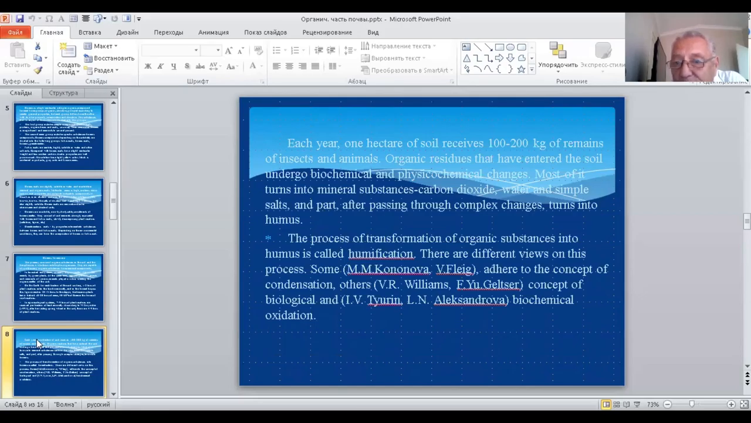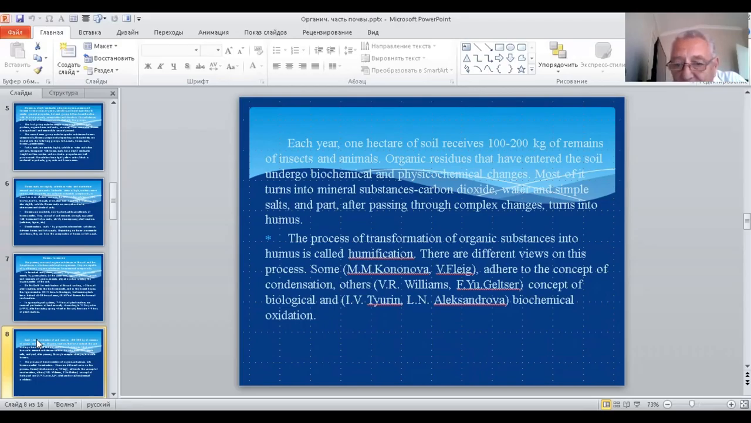Organic residues that have entered the soil undergo biochemical and physicochemical changes. Most of it turns into mineral substances: carbon dioxide, water, and simple salts. In part, after passing through complex changes, it turns into humus. The process of transformation of organic substances into humus is called humification.